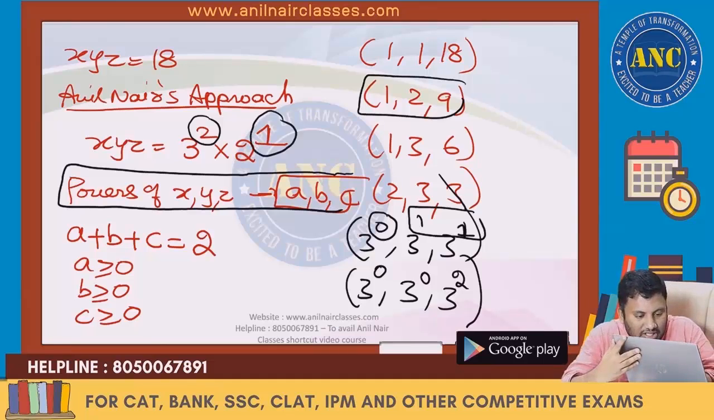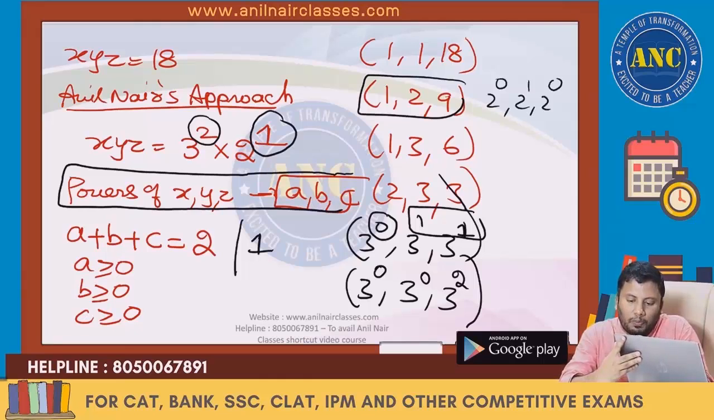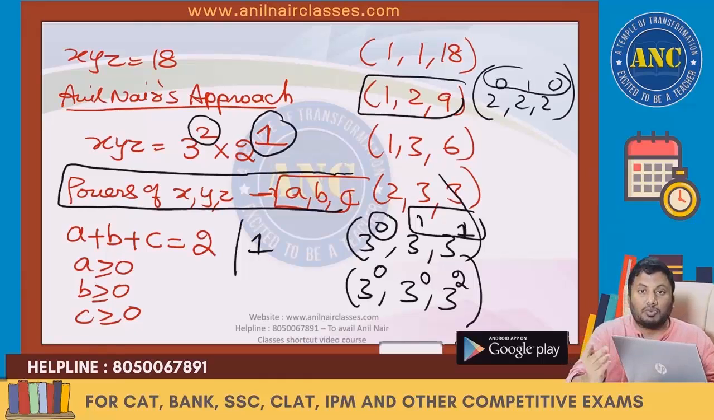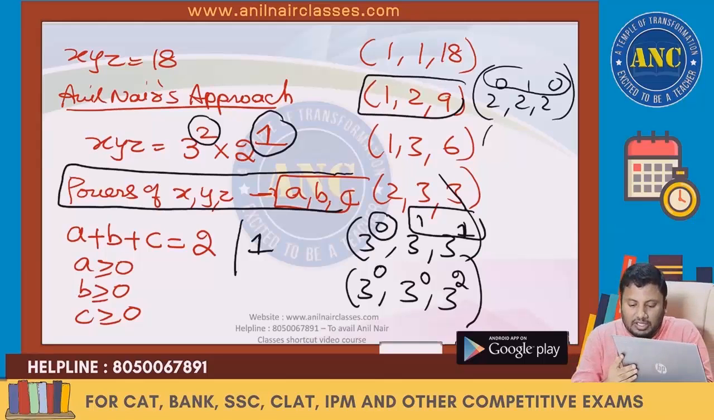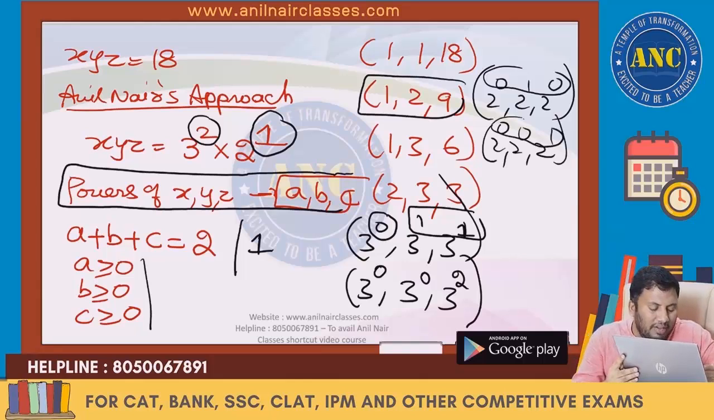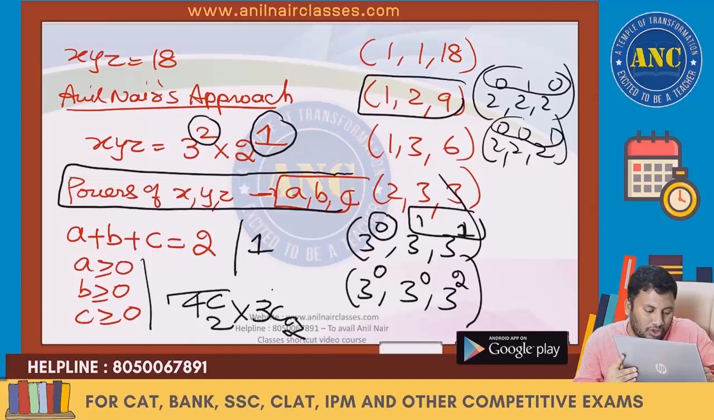Similarly, what is the next power? It should be equivalent to 1. Just check here: 2 power 0, 2 power 1, 2 power 0. Sum of the powers is 1. Some power is also taking 0. 2 power 1, 2 power 0, 2 power 0. Sum is again 1. Answer over. If it is 0, 0, 0, I will add 3. 2 plus 3 is 5, which means 4C2. 1 plus 3 is 4, which means 3C2. 4C2 into 3C2 is nothing but 18.